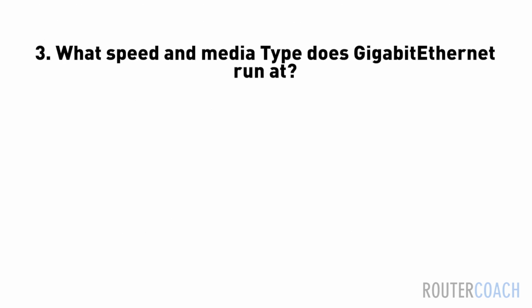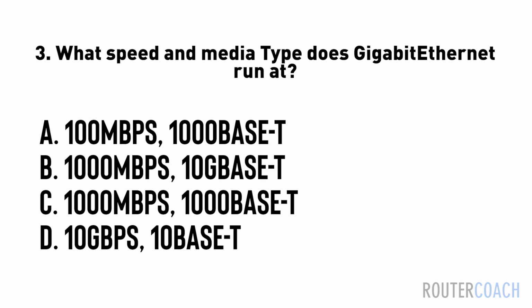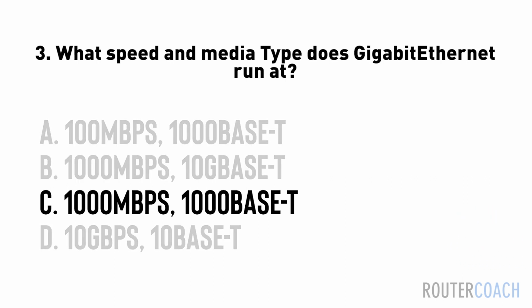3. What speed and media type does gigabit Ethernet run at? A. 100 megabits per second, 1000 base T. B. 1000 megabits per second, 10G base T. C. 1000 megabits per second, 1000 base T. D. 10 gigabits per second, 10 base T. The answer is C.